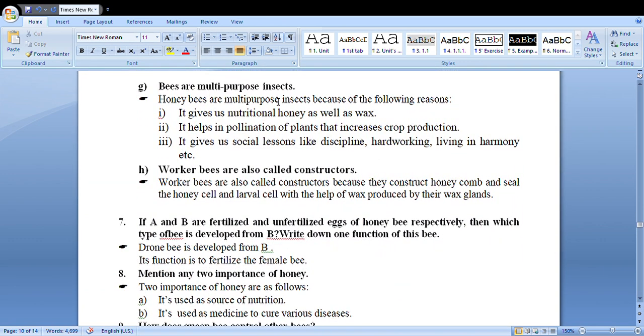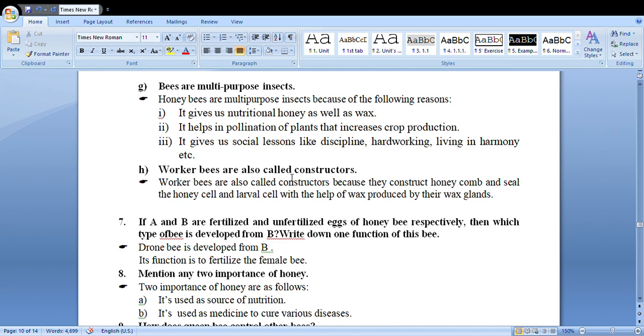Bees are multi-purpose insects, meaning they have many uses and applications. Honeybees are multi-purpose insects because of the following. It gives us nutritional honey as well as wax. It helps in pollination of plants that increases crop production. It gives us social lessons like discipline, hardworking, living in harmony, etc.